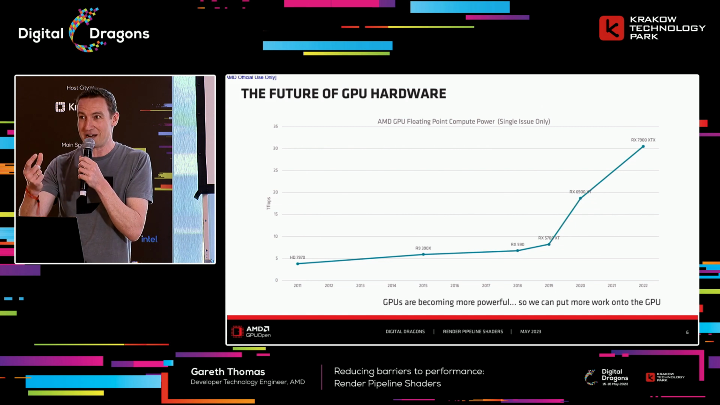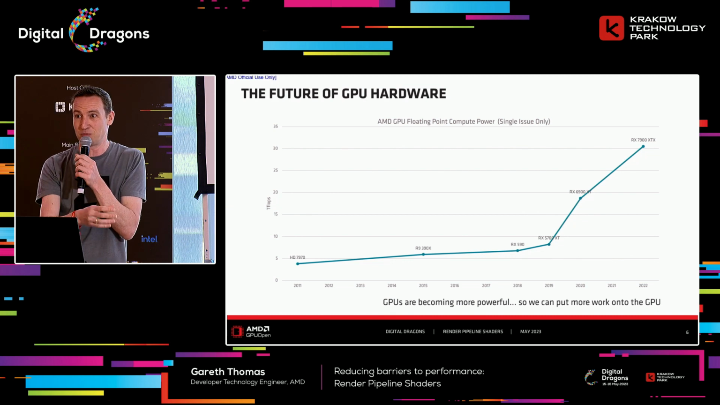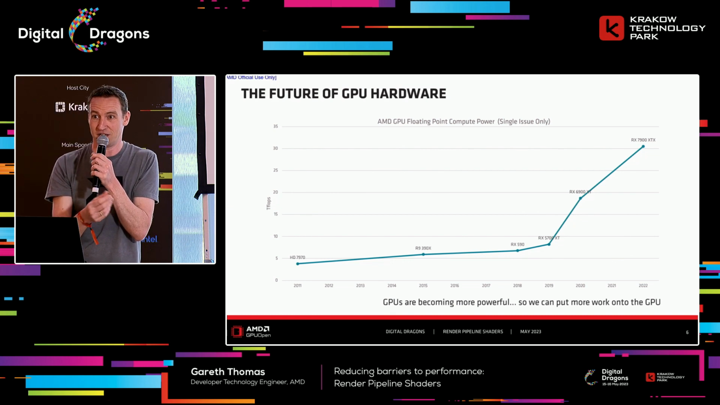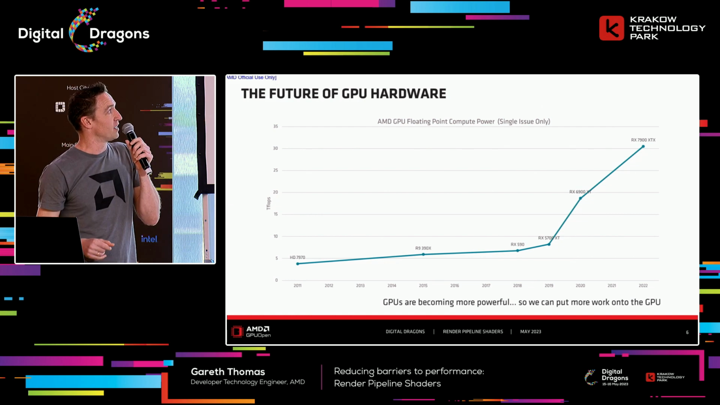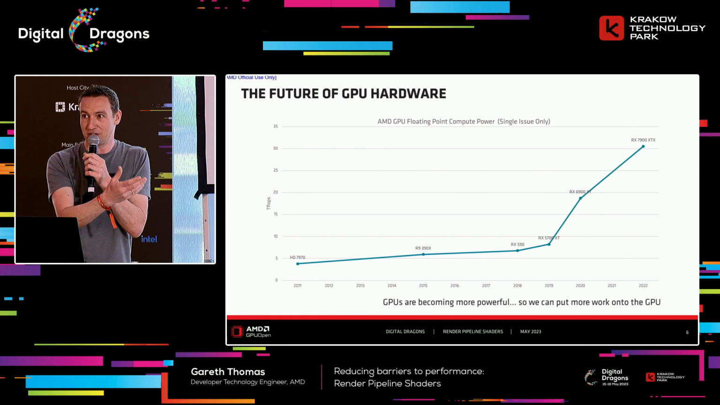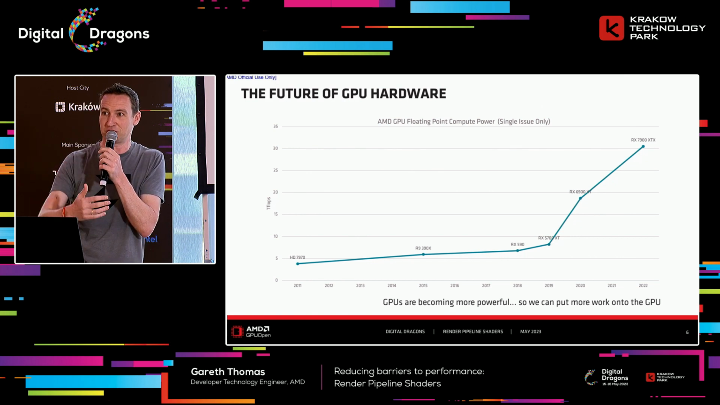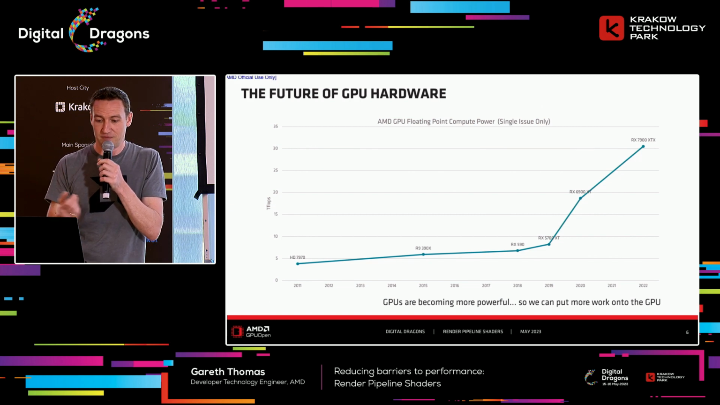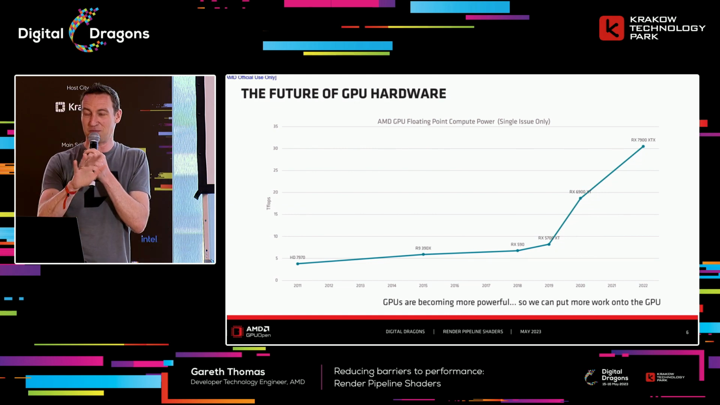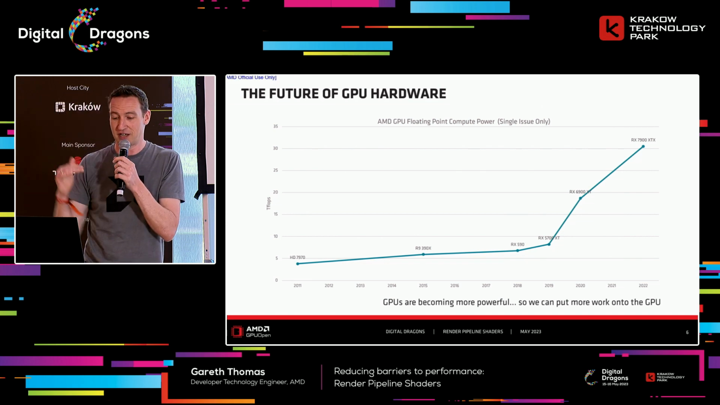And just to compare apples to apples, I've plotted single issue floating point operations, because on that RDNA3 card on the end, the 7900 XTX, you can actually dual issue floating point operations per clock. So actually the teraflops is not 30-ish, it's more like 60-ish, but just to keep my graph sane, I'm showing that. But you can see the trend.